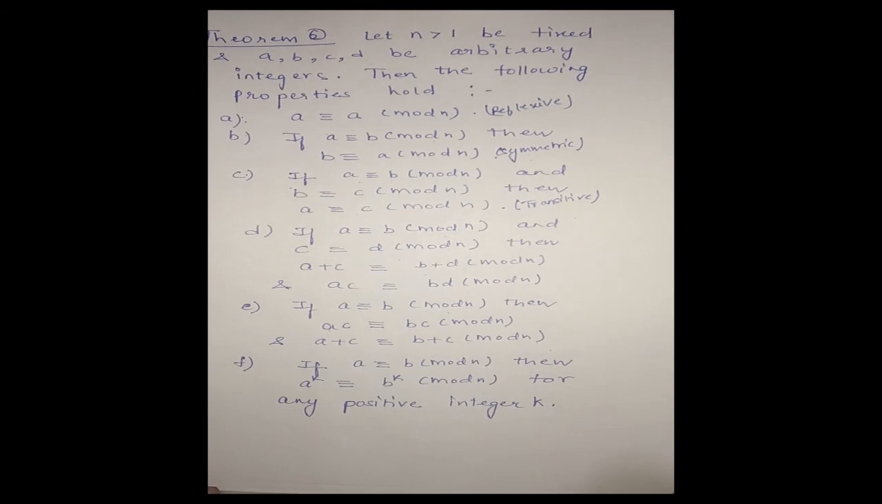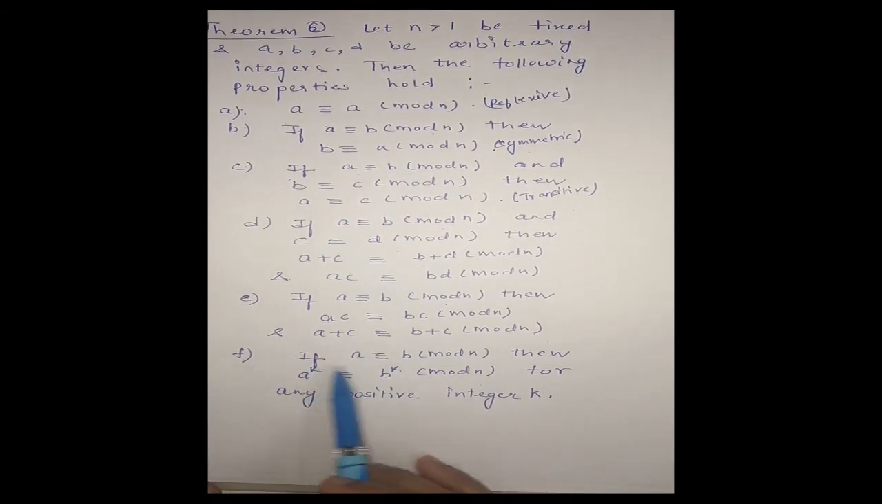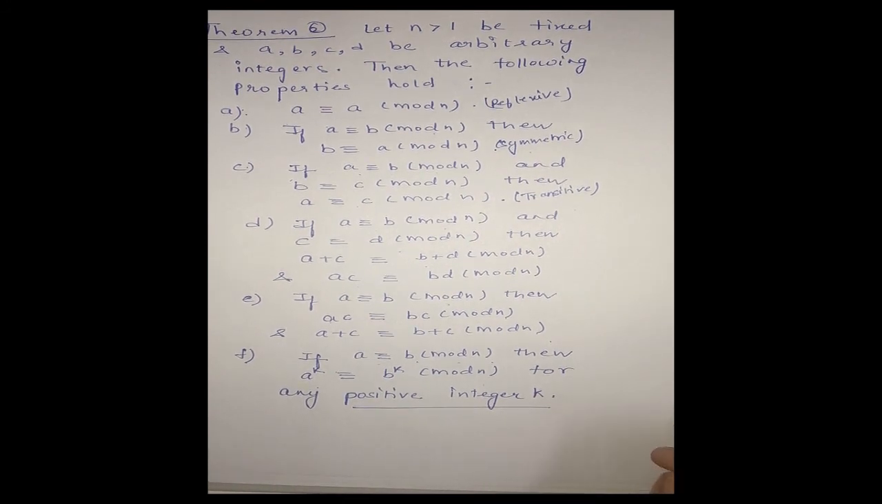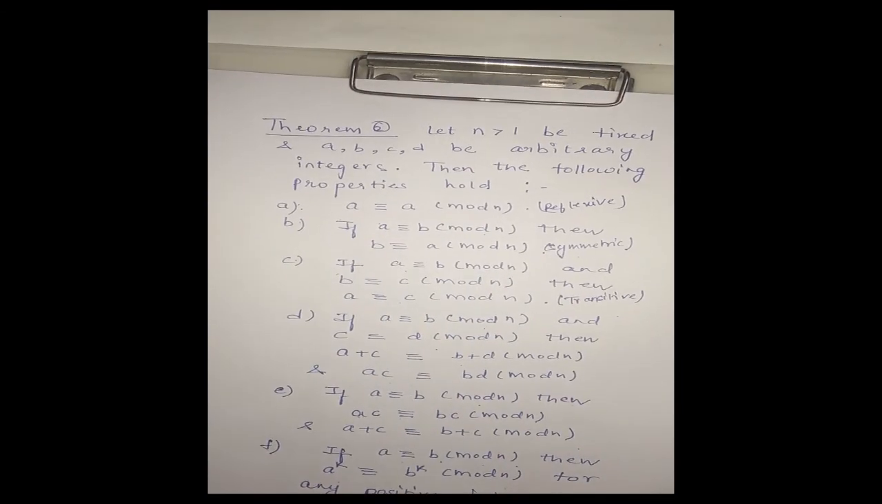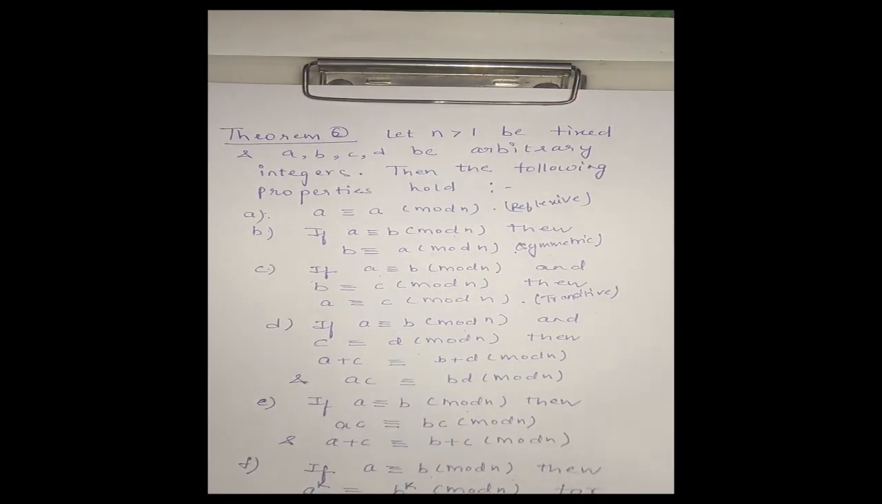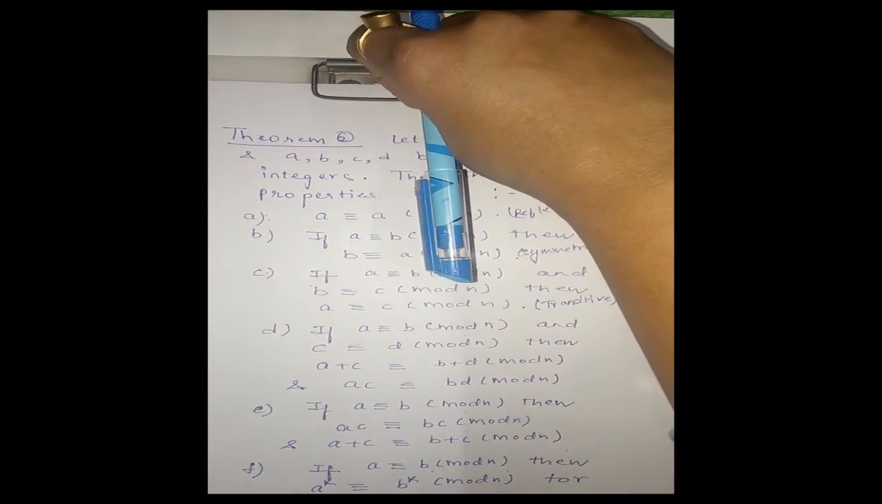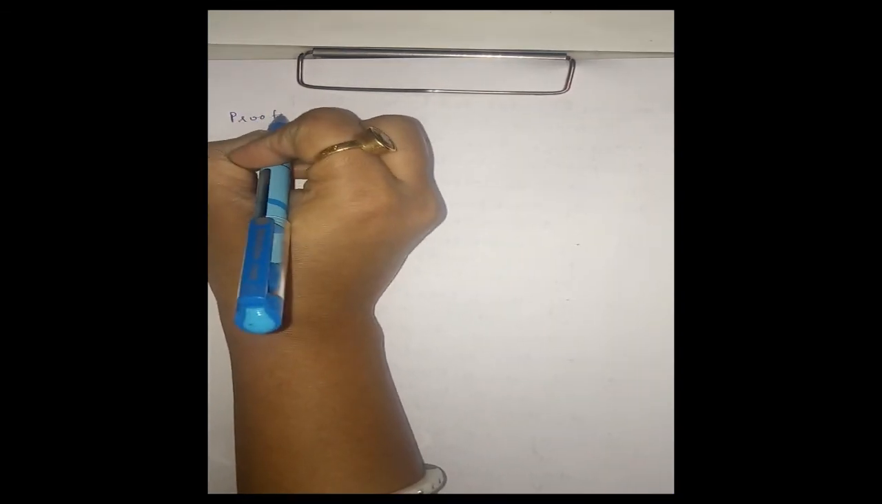Now, last is if a is congruent to b modulo n, then a power k is congruent to b power k modulo n for any positive integer k. Here we have positive integer k. Okay, these are the 6 properties we are now going to prove one by one. Clear? The first 3 properties will imply that the congruence relation is an equivalence relation. Clear? Now we start the proof.